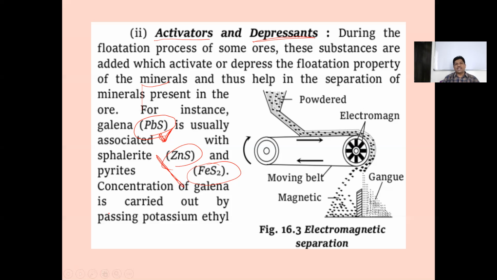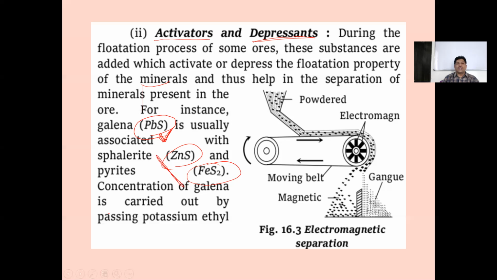FeS2 will be left over. Now again the FeS2 will be treated with another activated acid. Then what happens now, along with the froth again, FeS2 will also come to the surface and will be separated. So in this way, among the three, PbS, ZnS and FeS2, what will be separated first? PbS. After that, ZnS. After that, FeS2.